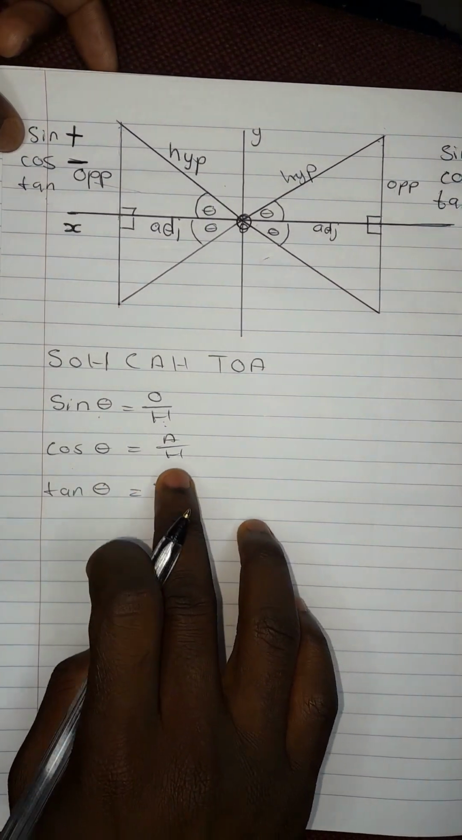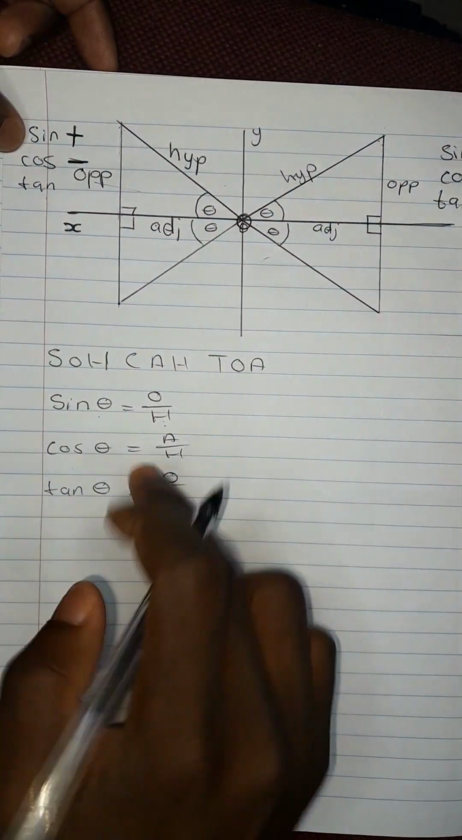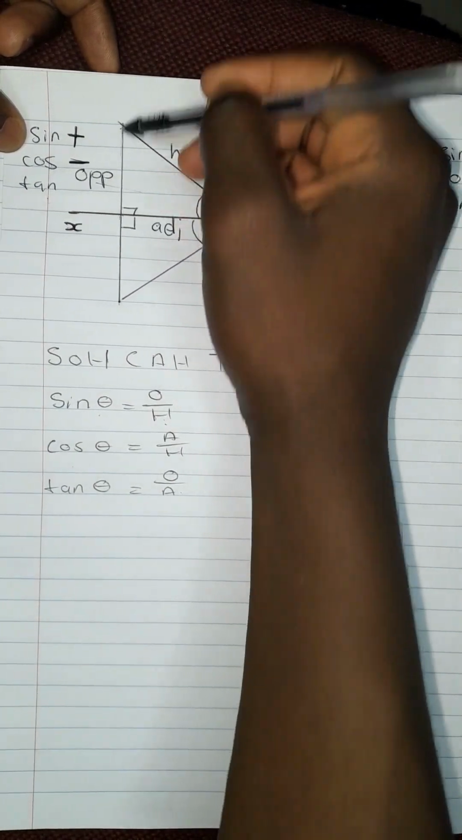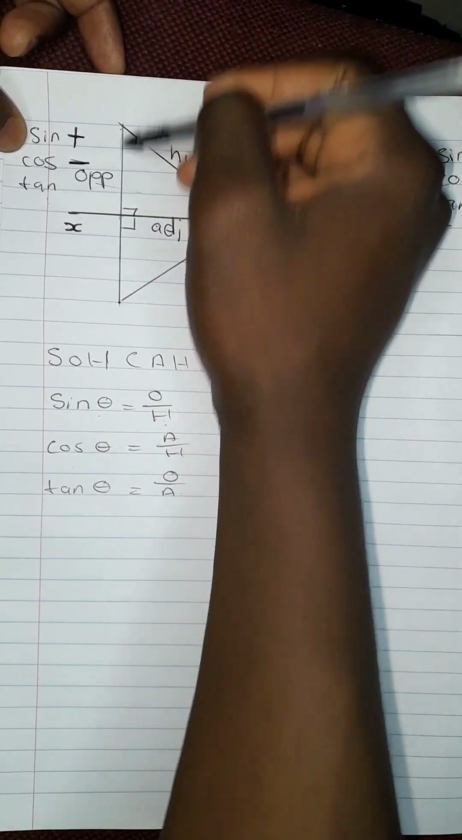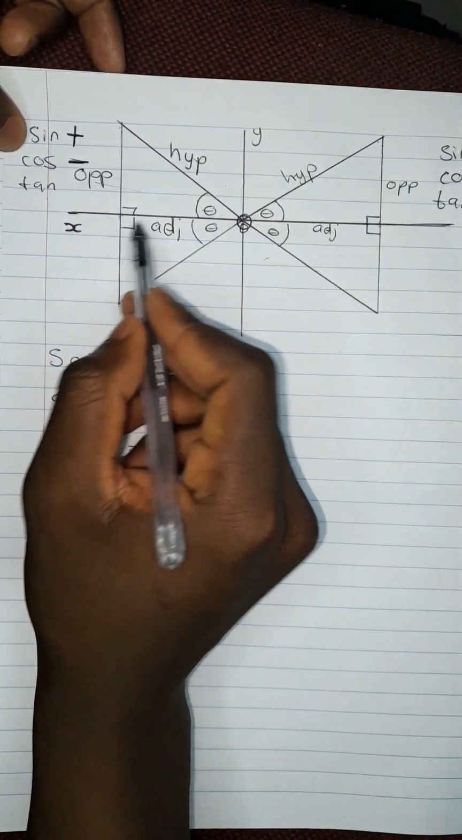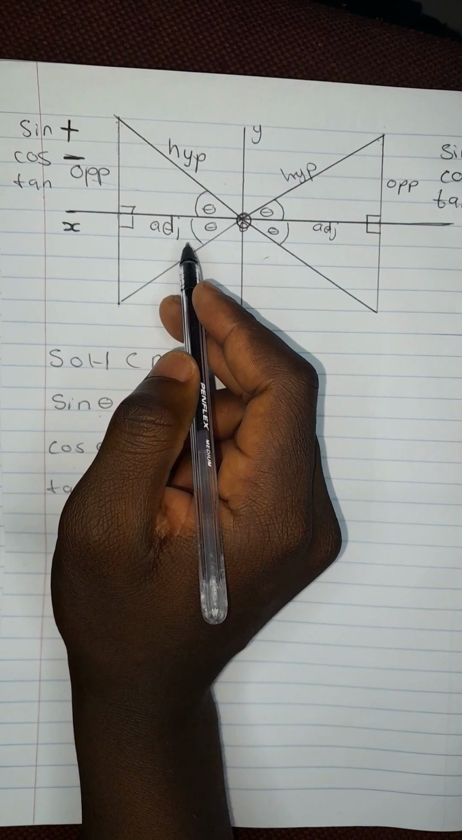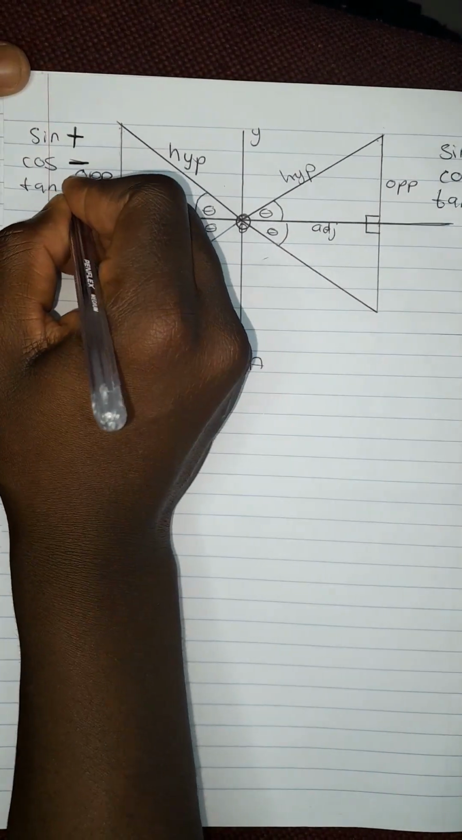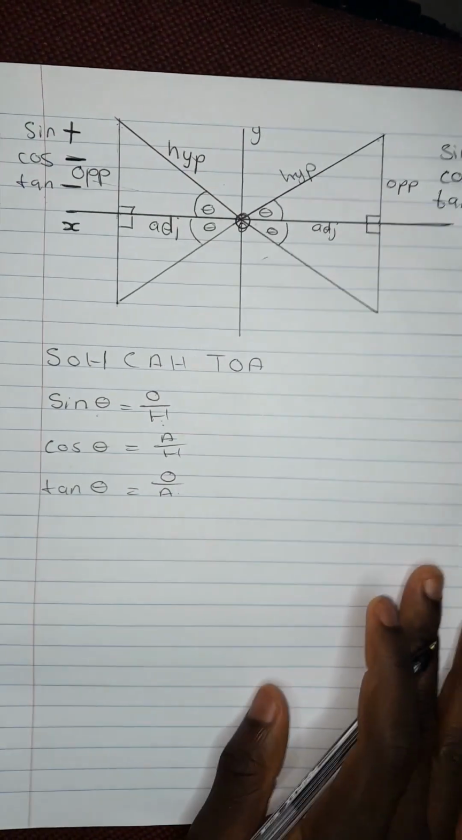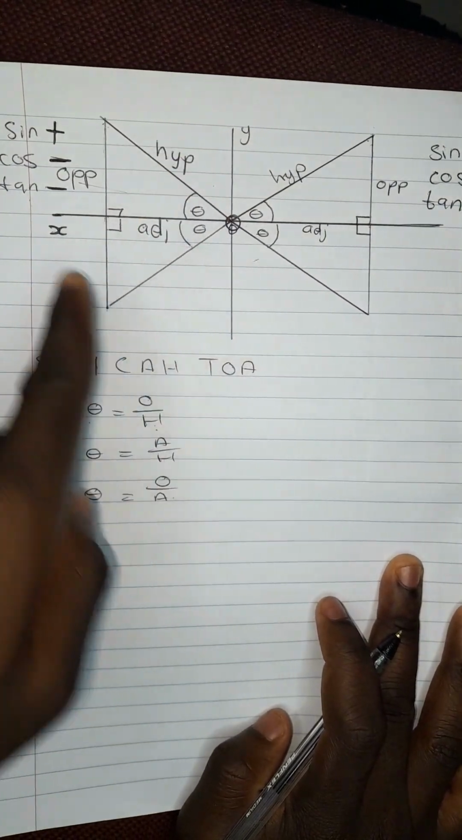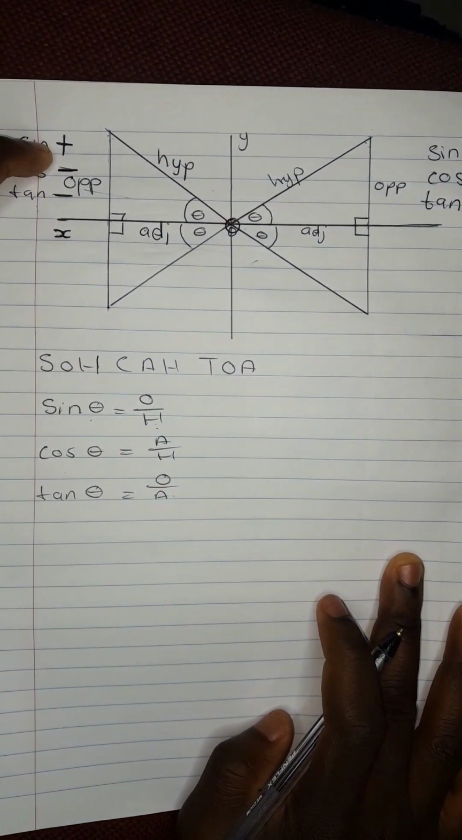Let us check our tan. Our tangent is opposite over adjacent, meaning I have my positive opposite divided by my negative adjacent. And we know positive divided by negative is negative. Indeed, in our first quadrant, only sine is positive.